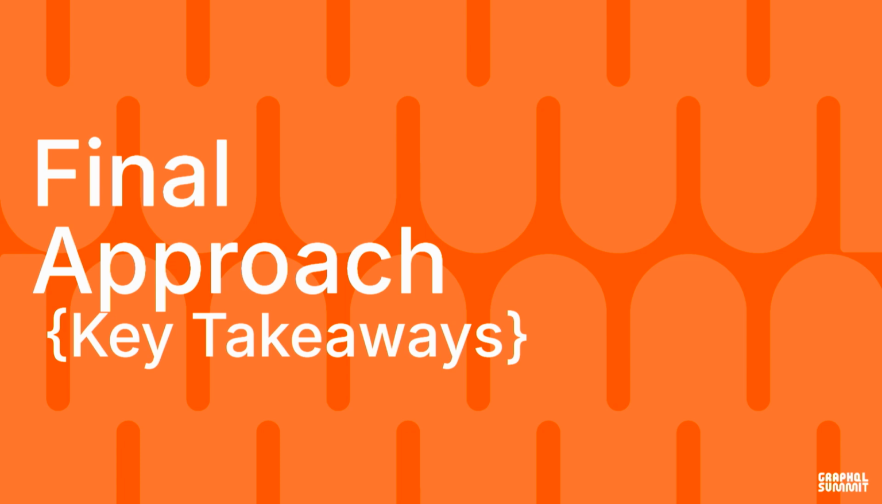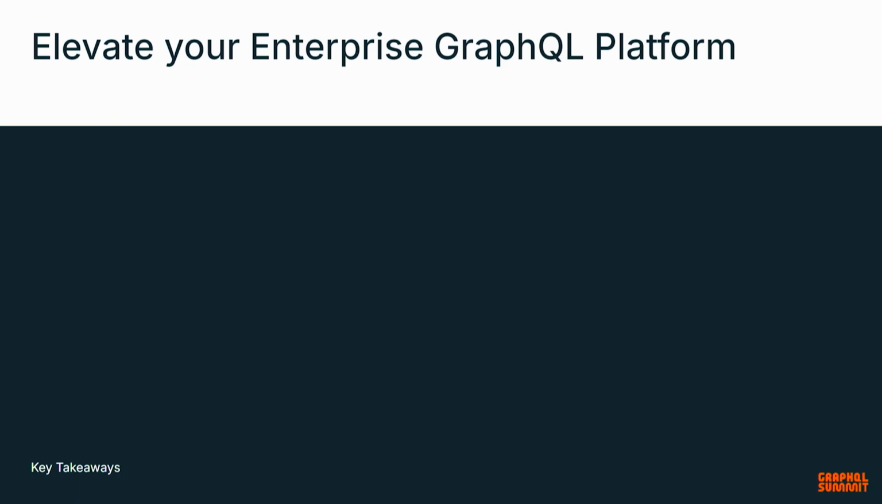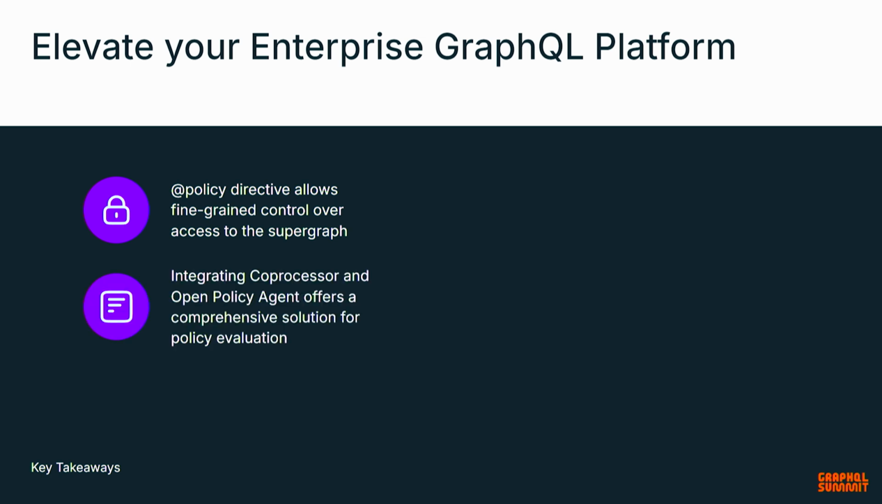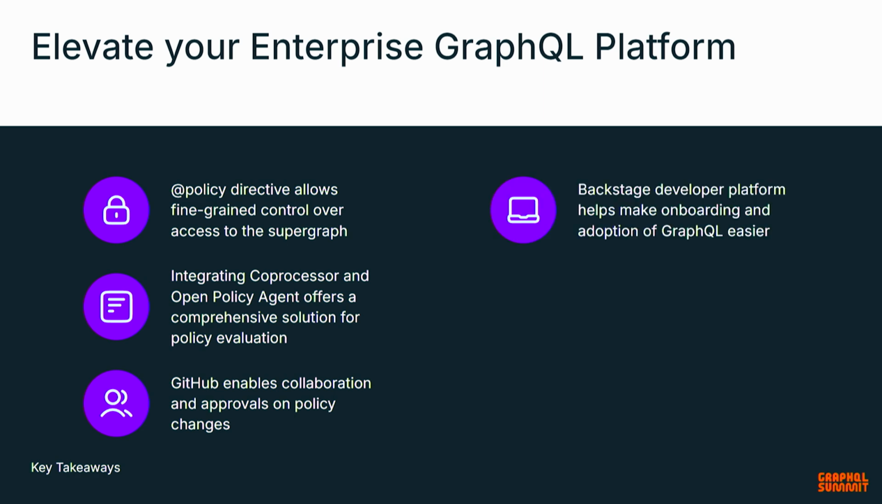So now we're ready for landing. Here are some key takeaways that I want you to take away from this session. The add policy directive allows fine-grained control over access to the supergraph, and integrating the code processor and the Open Policy Agent offers a comprehensive solution for policy evaluation. GitHub enables collaboration and approvals on policy changes, and we were able to use the PR system as well as the notification system that's built in with it. And we didn't have to build custom code for that.